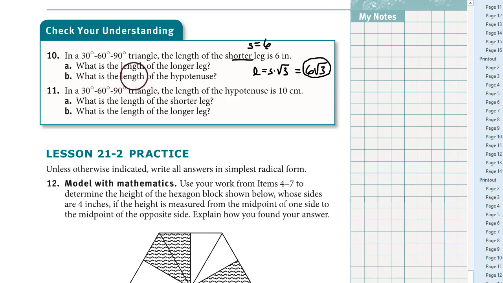Now question B, what's the length of the hypotenuse? The formula we need is H equals 2 times S. Make the substitution for S, and we find out the hypotenuse is 12 inches.